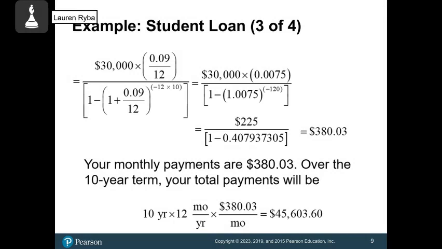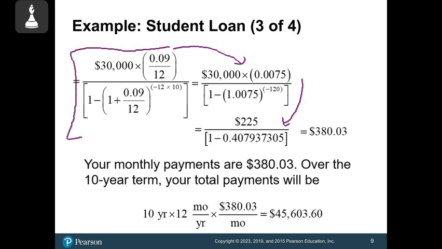Using that formula, with all the numbers we have here, in a scientific calculator, you'll see there's a little bit of simplification going from here to here. We can always put this initial form in our scientific calculator, and we're going to get this value here. $380.03 is the monthly payment over the 10-year term. So every month you're going to pay $380.03. That is the answer to the first question.